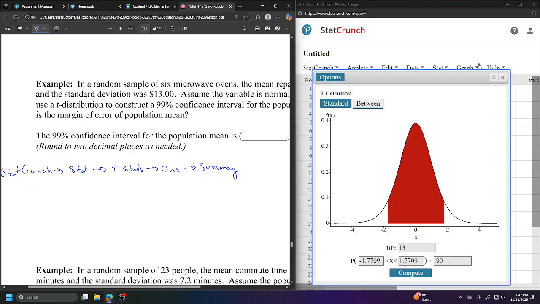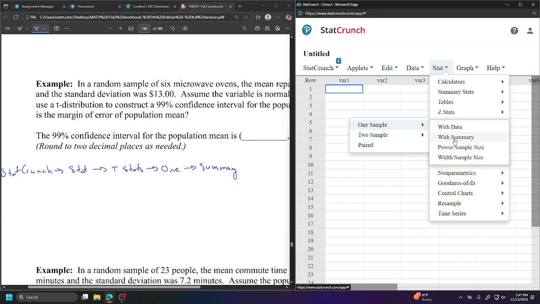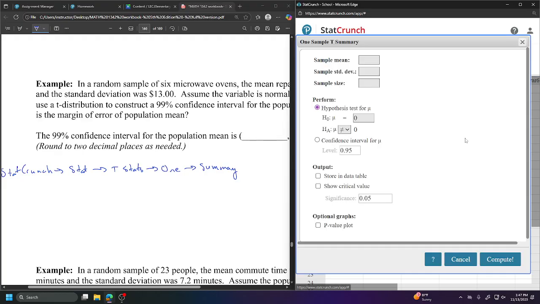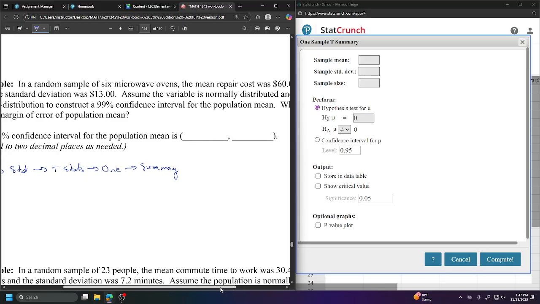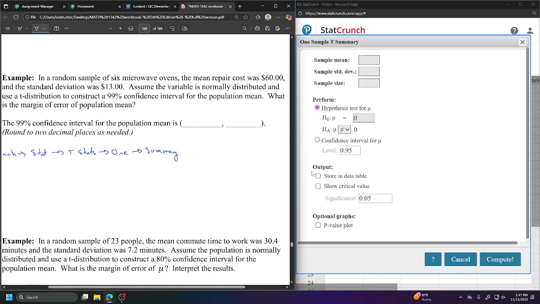Okay. So here we go. Stat, t-stats, one sample with summary. Yes? I'm going to have to put some stuff in. So it says, hey, go ahead and put in the average. What was the average price that we had? 60. What was the plus minus standard deviation?